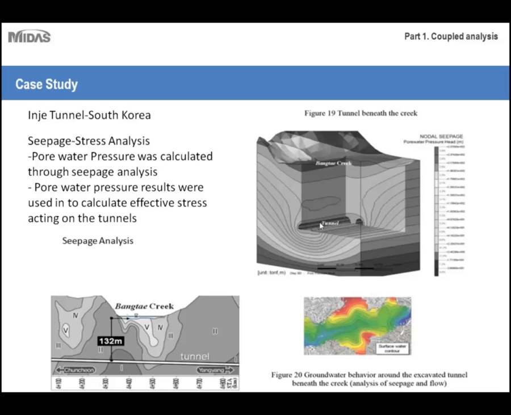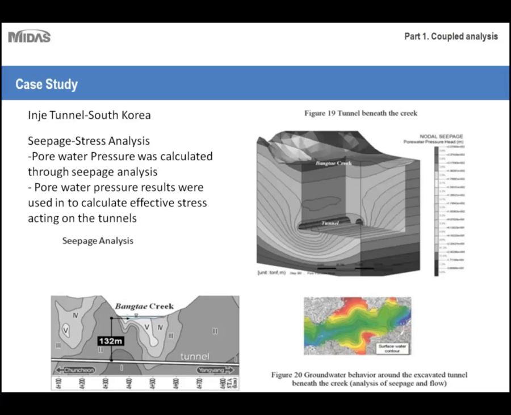Once those pore water pressure loads were modeled onto the tunnel lining itself, they were able to design the tunnel effectively so that it would be resilient to a maximum or critical condition as far as seepage. So in this particular example, a coupled analysis was absolutely necessary to ensure that they had this very important variable taken into account.